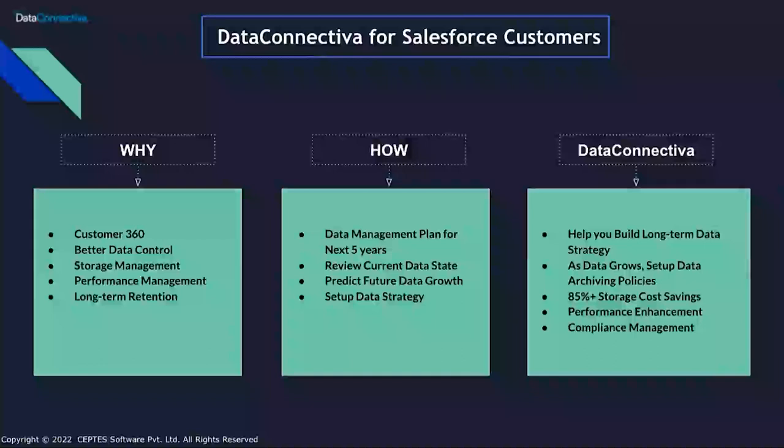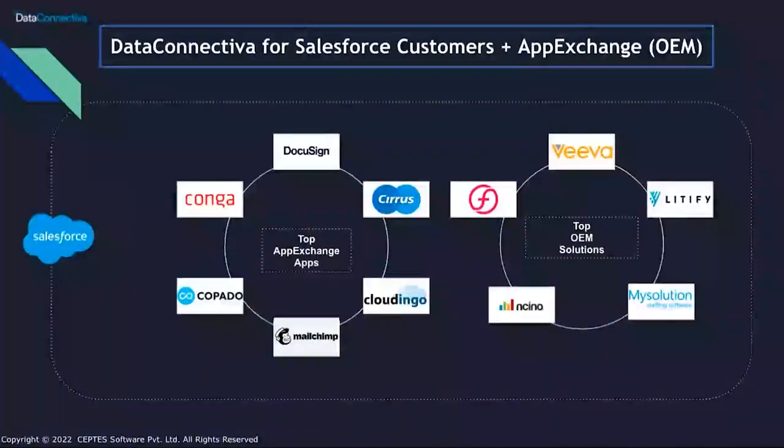Now, let's move on to how Data Connectiva can help an OEM partner. As you're aware, Salesforce has its AppExchange, which is a marketplace for various applications based on your requirement. Some of the top applications being Conga, which is used for document generation, DocuSign, which is used for signatory purpose, Cyrus, Cloudingo, MailChimp, Copado, and many more. Now, along with these applications, customers sometimes also require specific solution catering to specific industry needs, which led to the building of OEMs. Some of the OEMs in Salesforce like Viva, MySolution, Litify, Encino, and Financial Force help the customer in the specific industries like banking, legal, and human capital.